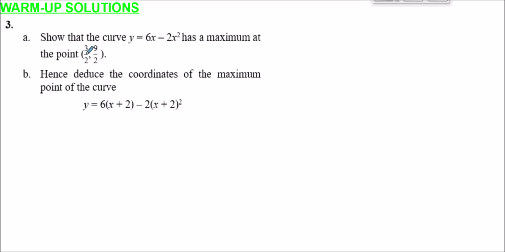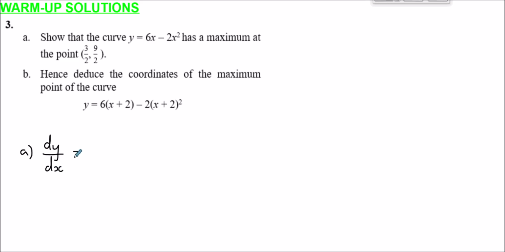Question 3 part A, we have a curve, y equals 6x minus 2x squared. And we're told this has a maximum at the point (3/2, 9/2). Using this, we need to show that it has this maximum. So we can't just use this on blind faith, we need to prove it. What we need to do first of all for part A is find the gradient function, dy by dx.